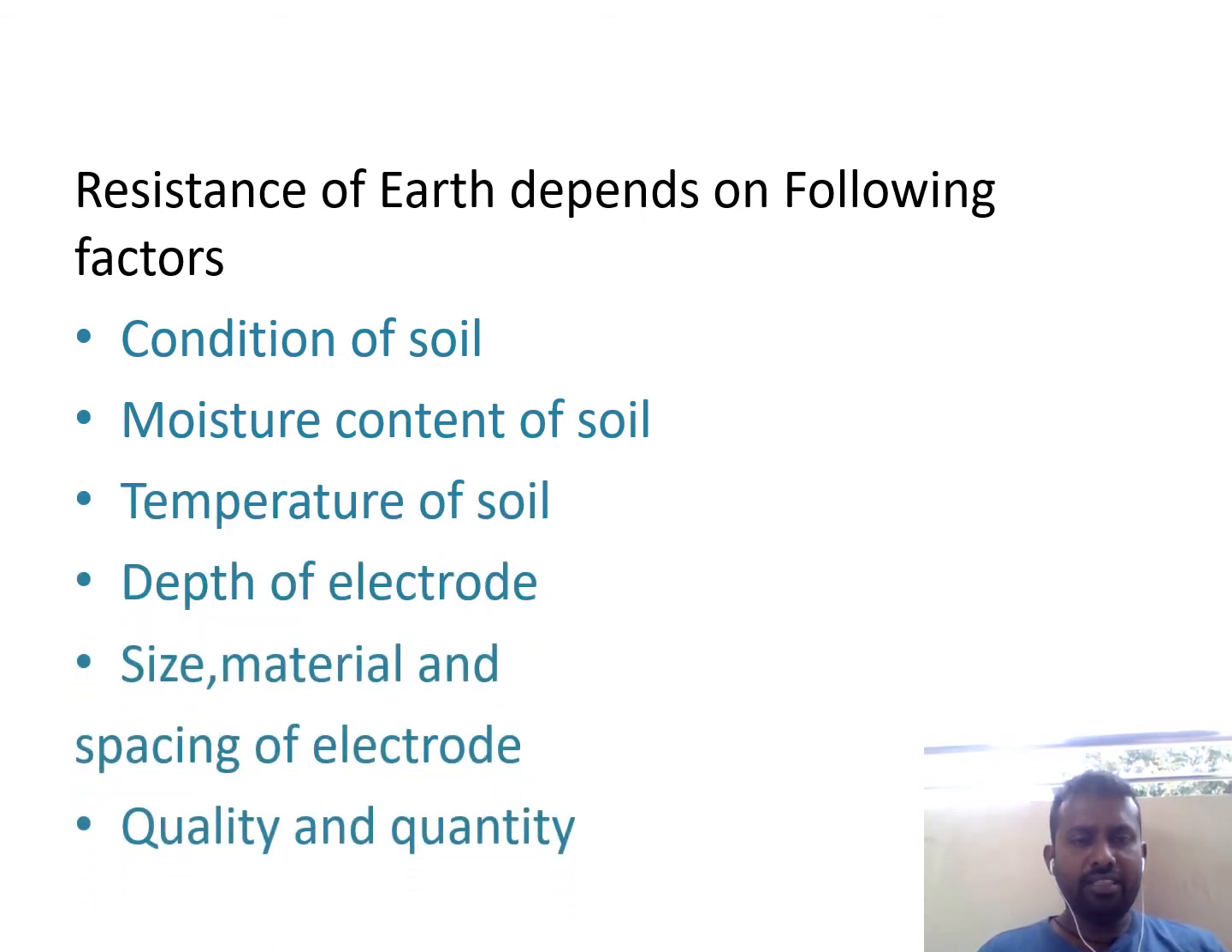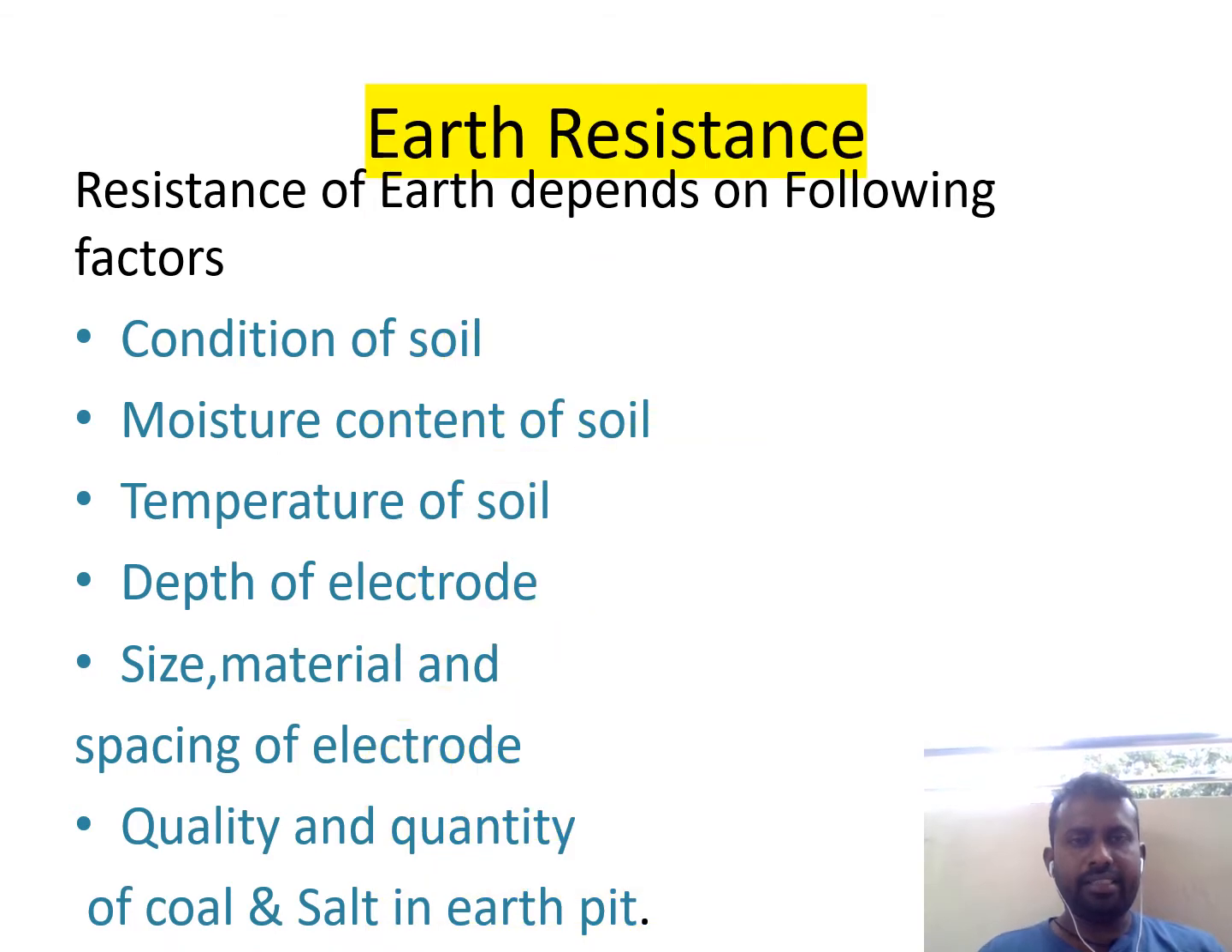What are the factors on which earth resistance depends? Resistance of earth depends on the following factors: the condition of the soil, the moisture content of the soil, the temperature of the soil where the electrode is embedded, the depth of the electrode, how much depth you are placing the electrode, and the size, material and spacing of the electrodes.